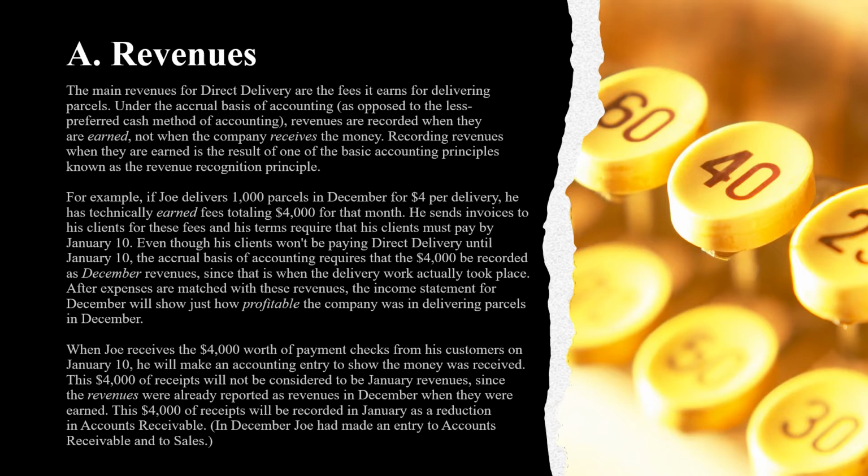After expenses are matched with these revenues, the income statement for December will show just how profitable the company was in delivering parcels in December. When Joe receives the $4,000 worth of payment checks from his customers on January 10th, he will make an accounting entry to show the money was received. This $4,000 of receipts will not be considered to be January revenues, since the revenues were already reported as revenues in December when they were earned. This $4,000 of receipts will be recorded in January as a reduction in accounts receivable. In December, Joe had made an entry to accounts receivable and to sales.